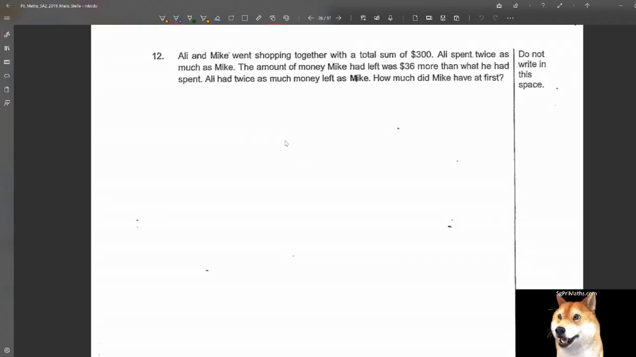Okay, question 12 of our first 4 marks questions. Ali and Mike went shopping together with a sum of $300. Ali spent twice as much as Mike. This is our first clue. The amount of money Mike had left was 36 more than what he had spent. This is our second clue. Ali had twice as much money left as Mike. The third clue. How much did Mike have at first?